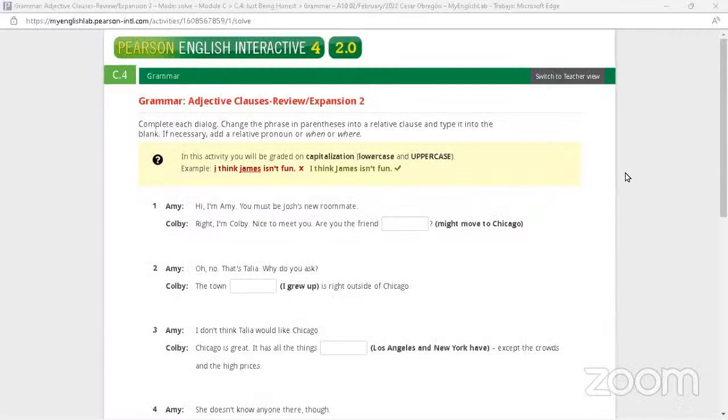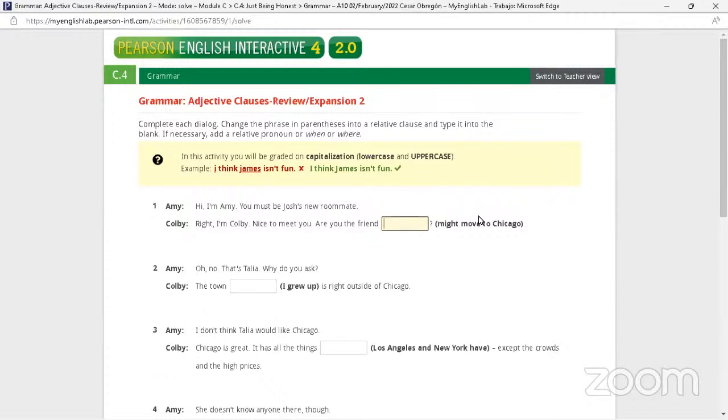Complete each dialogue. Change the phrase in parentheses into a relative clause and type it into the blank. If necessary, add a relative pronoun or when or where. And this is what you have. Okay, let's read and let's see if we can answer.